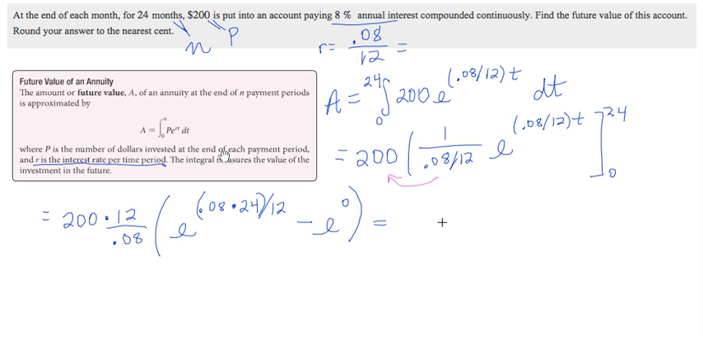So 200 times 12 out front, 2400. That's just those two numbers multiplied, divided by the 0.08. Then here, 0.08 times 24 divided by 12 is going to be 0.16. So e to the 0.16 minus e to the 0 is 1. I think you can calculate that and get your answer from here.